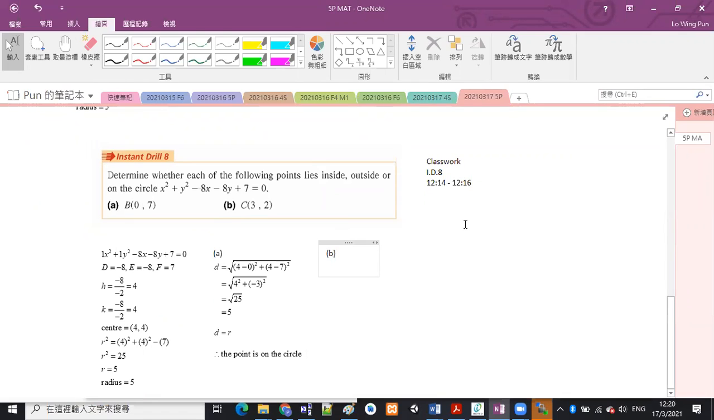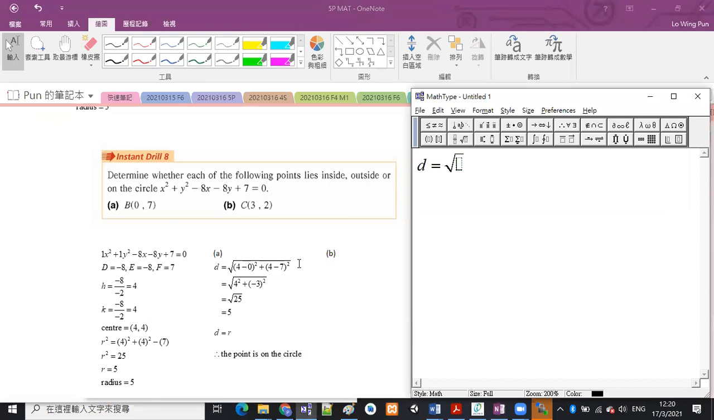Part B, we do the same thing. I want to check whether the point C is outside the circle, inside the circle, or on the circle. So I need to find the distance between point C and the center. That is the distance between 3, 2 and 4, 4. So we are going to use the distance formula again. It should be the square root of (4 minus 3) squared plus (4 minus 2) squared, which is 1 squared plus 2 squared. The square root should be the square root of 5.